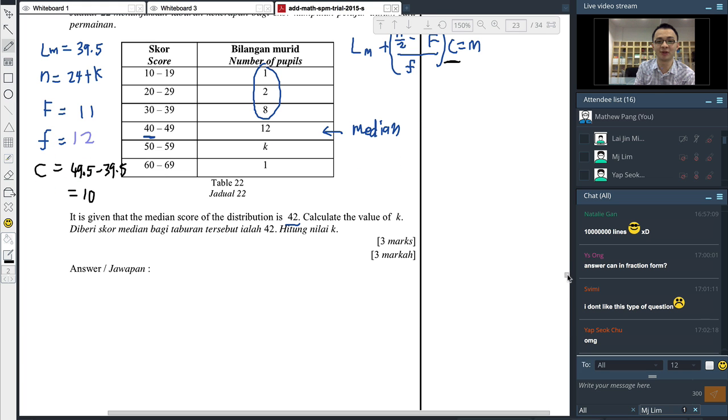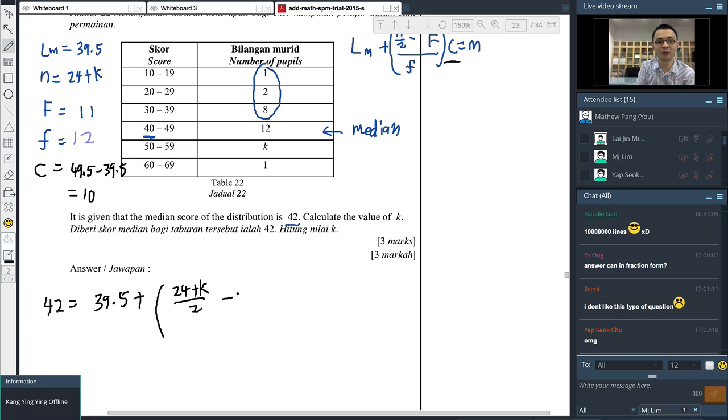So I will substitute for you also. Median 42 equals lower boundary 39.5 plus n over 2, meaning 24 plus k divided by 2, minus 11, divided by 12, multiplied by 10. Then solve this equation to find k.